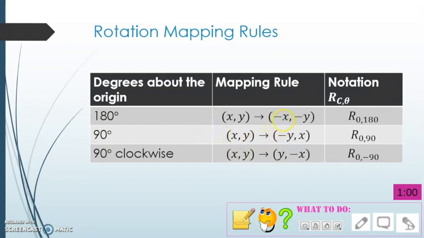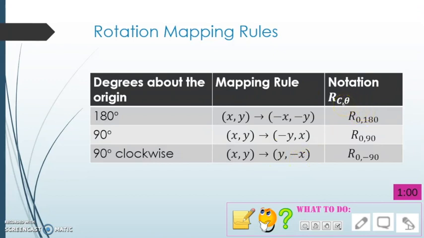For 180 degrees, you just change the sign of both of the coordinates. For 90 counterclockwise, you switch the location of the x and the y and then change the sign on the y. And then for 90 clockwise, you switch the x and the y but change the sign on the x.